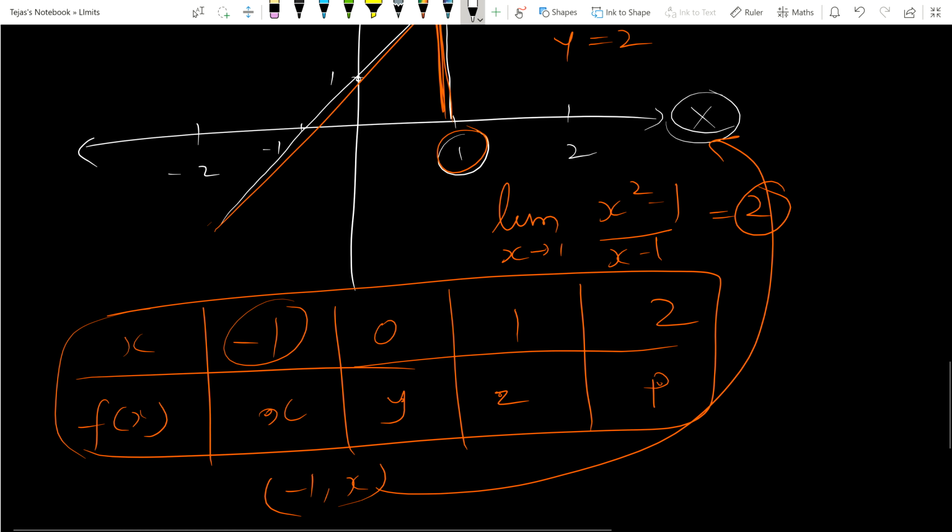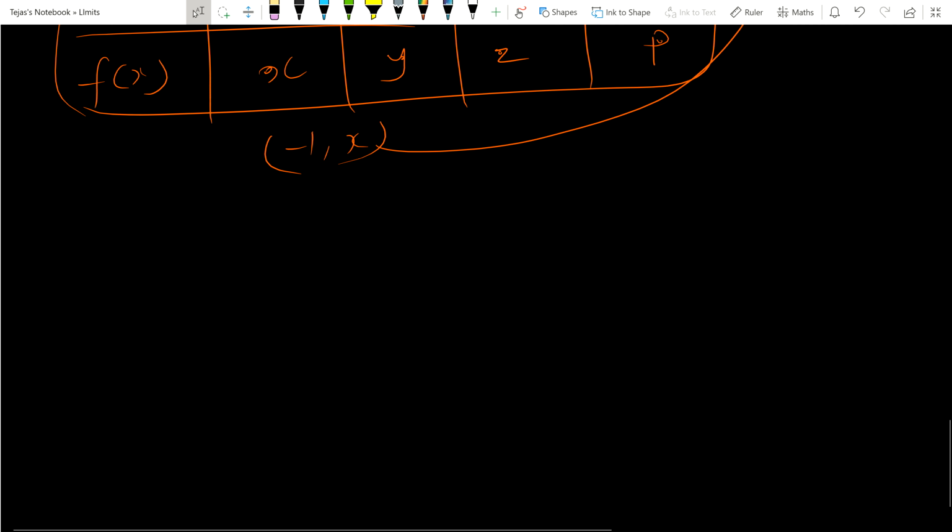So today we learned about the introduction of limits and three types from which you can find the limits.